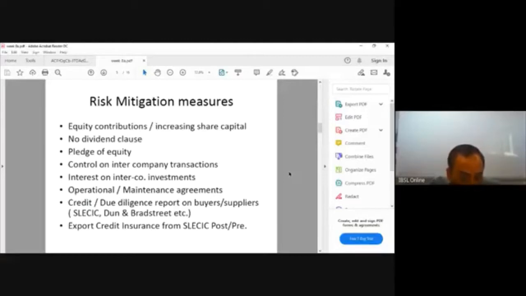The other one is the credit report on buyers and sellers. Now, you're talking about an import transaction, and the seller is in Germany. You have no way of going and checking him. There are companies like Dun and Bradstreet. What they do is they have a database of customers, and that is updated.